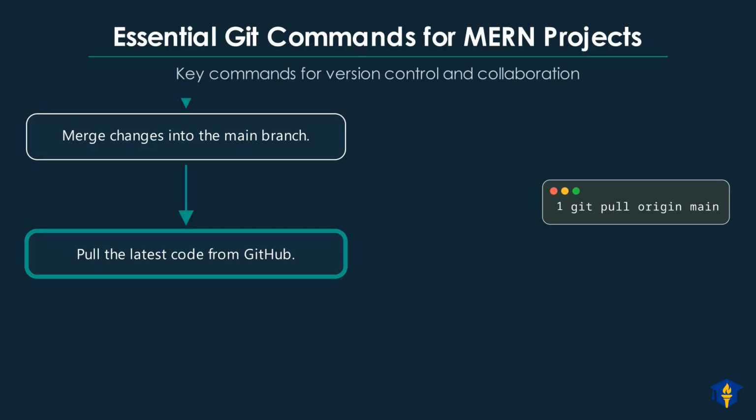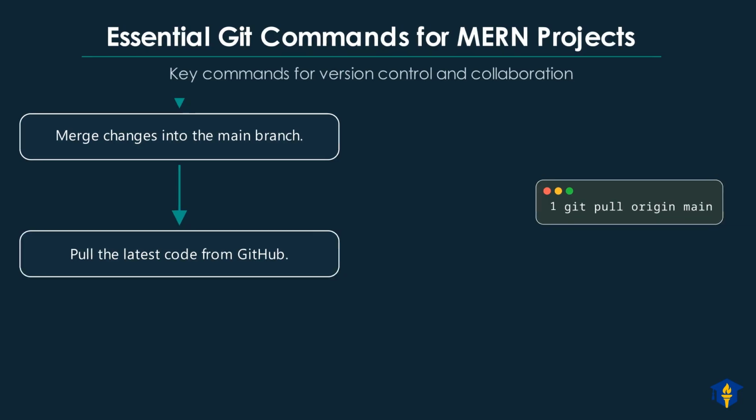To get the latest code updates from your GitHub repository, you will pull them. The command git pull origin main fetches and merges the latest changes into your local branch.